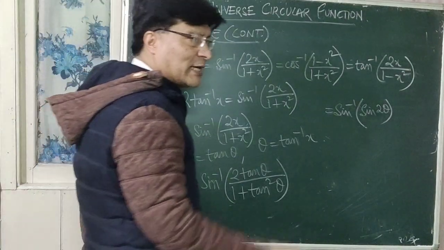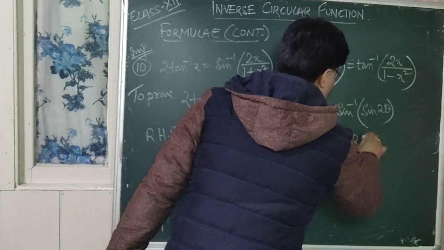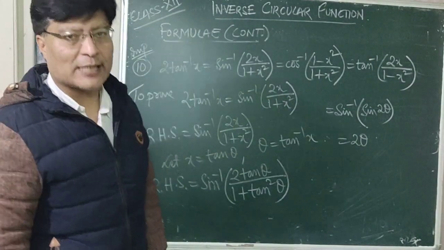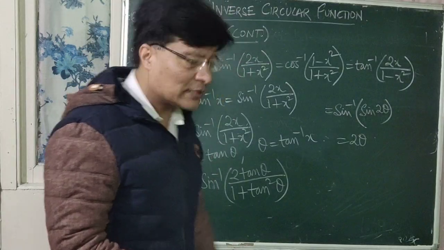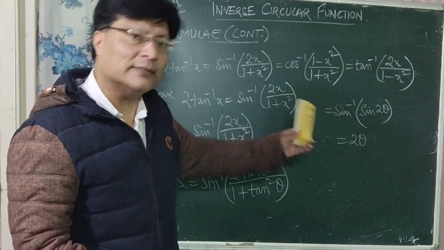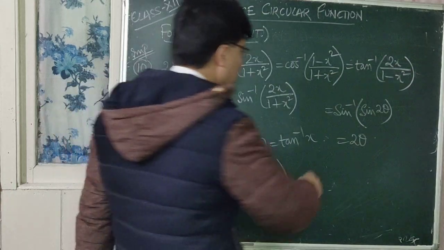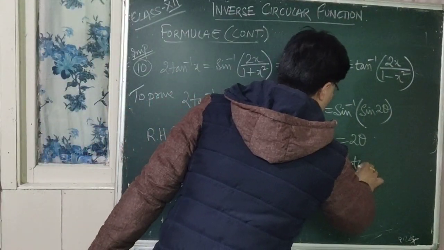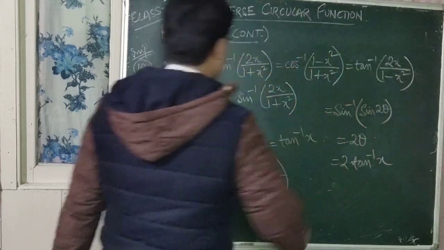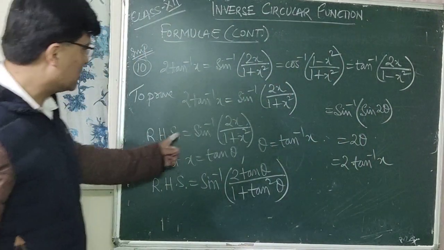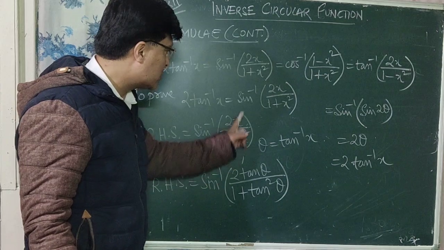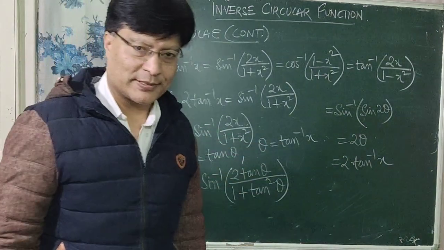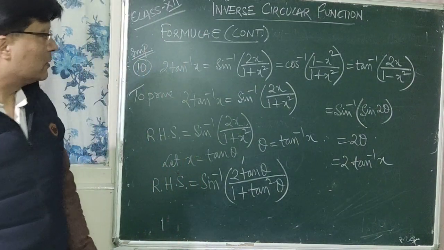So now what is sine inverse sine 2 theta by formula? Which is equal to 2 theta, as you know that sine inverse sine x is equal to x. So what is sine inverse sine 2 theta? That is 2 theta, right? So which is equal to 2 into, what was the value for theta? It is tan inverse x. So we have proved sine inverse 2x upon 1 plus x squared is equal to 2 tan inverse x. Is it clear to all of you?